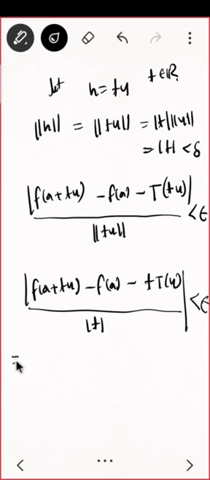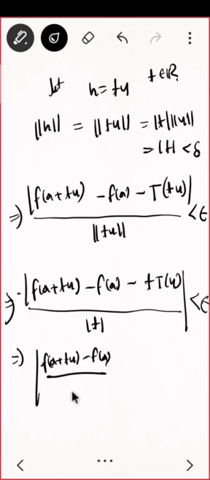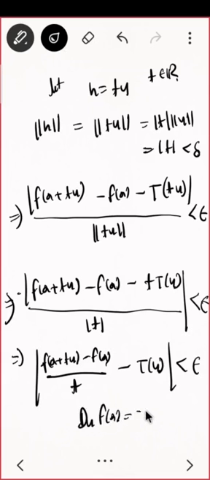What do you mean by that? This means that f of a plus tu minus f of a, upon t, if we put it inside the mod, then there is not an issue, minus T of u, that is less than epsilon for the same delta which we worked out. That means what? D_u of f of a is equal to T of u. That means the directional derivative is the same as T of u.